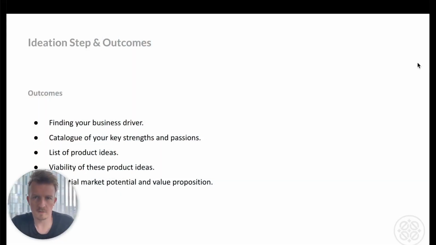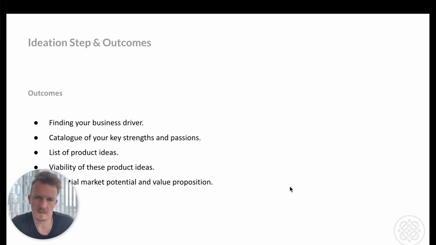Now let's jump straight into the content and see what I'm talking about when it comes to ideation. So we talked loosely what ideation means, and these are the kind of outcomes that I've pulled together that we're looking to get out of this stage. It's firstly finding your business driver, and that's effectively the why. Why is that product relevant to what you want to take to market?